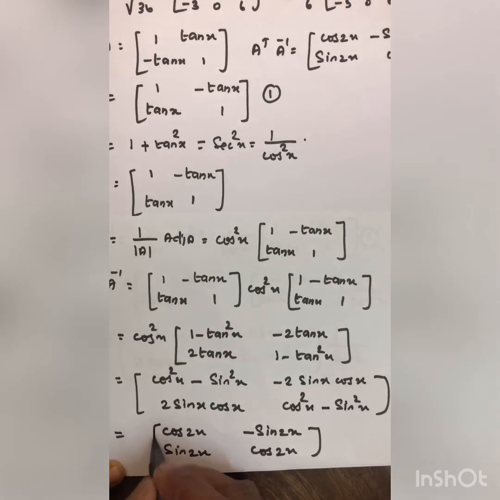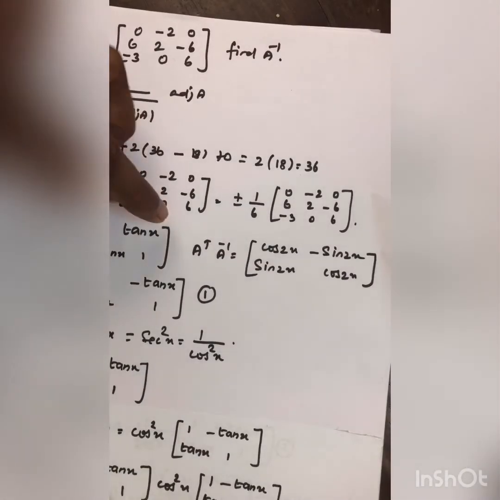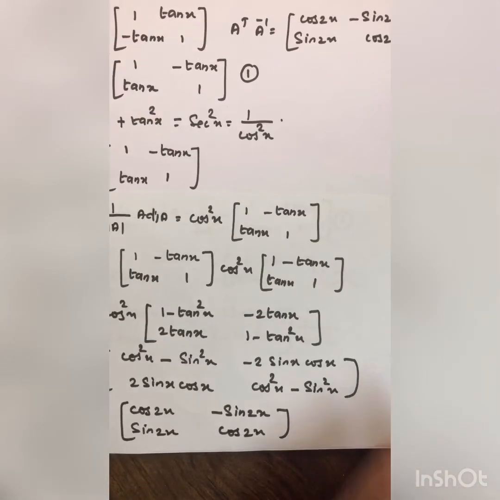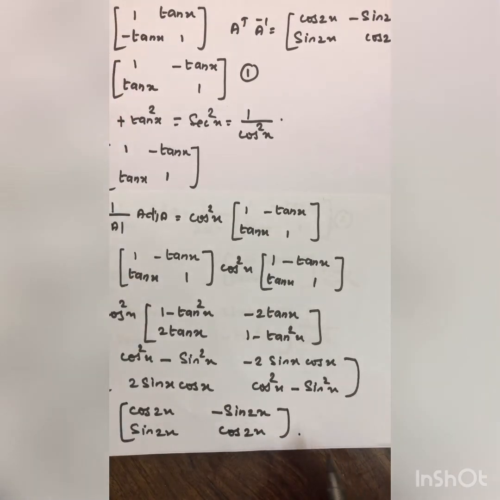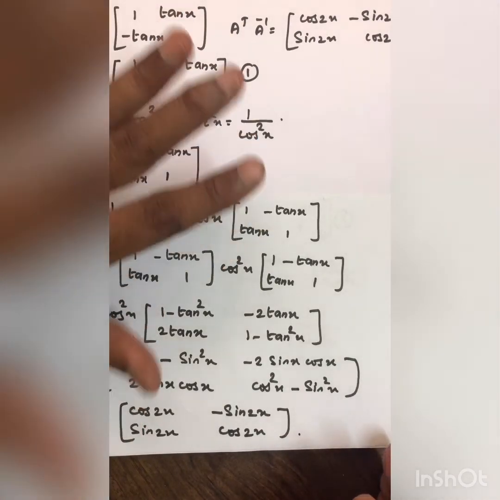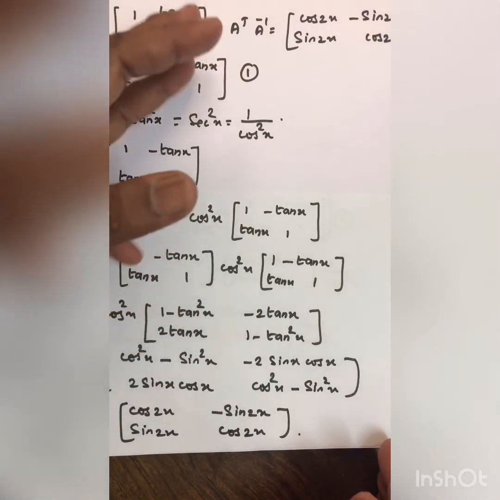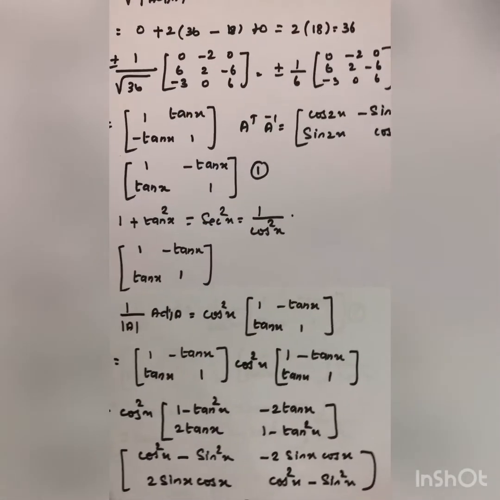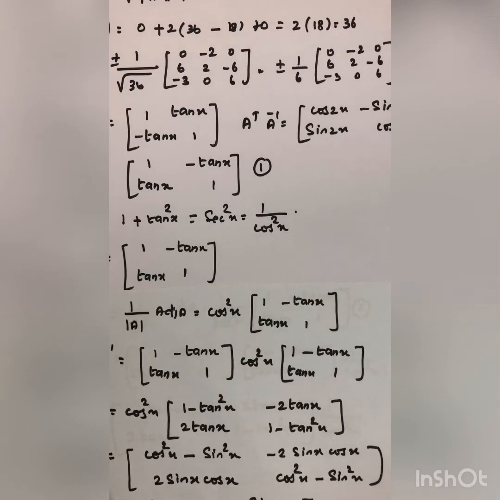Here I have cos 2x. So the question is, show that A transpose into A inverse. So we got the same answer here, cos 2x, minus sin 2x, sin 2x, cos 2x. So hence we have proved the answer. I hope you have understood. So repeatedly we are doing how to find out A inverse. But if A is given, we have a different formula. If adjoint of A is given, we have a different formula. Okay? Thank you, children.